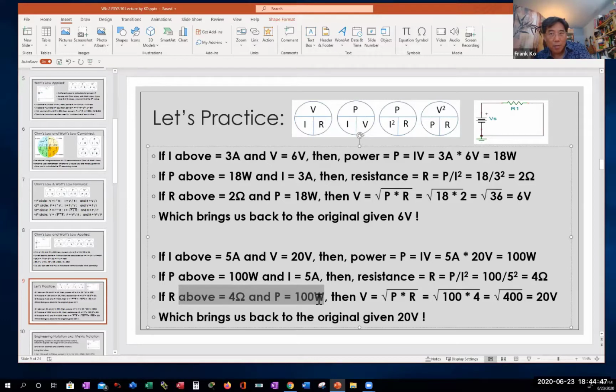Power of 100 watts. I'm going to confirm my voltage. Voltage is equal to square root of P times R. 100, square root of 100 times 4, square root of 400 works out to be 20 volts. That brings us back to the original given of 20 volts. These are called laws because as we go through them in this sequence, you should be able to confirm each of your calculations and it brings you back to one of the original given values. You get to do more.